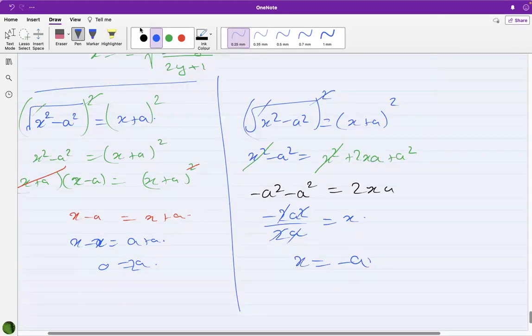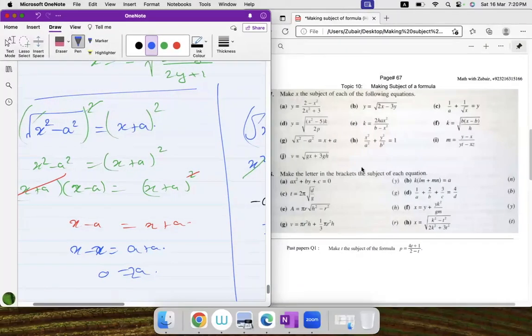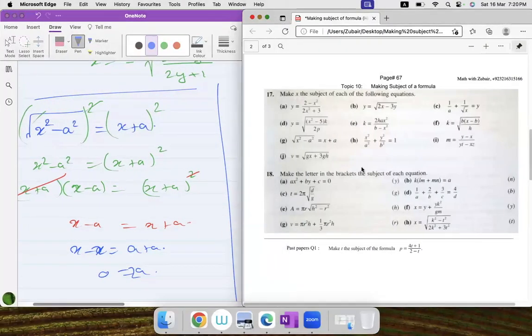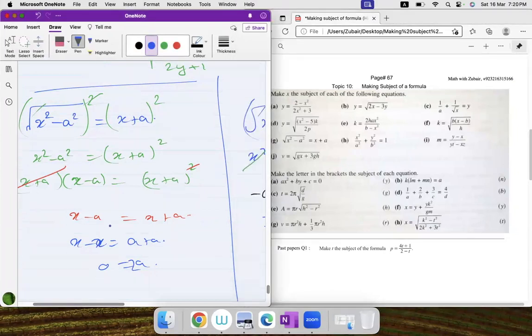Clear? Yes. And then H as well. H, okay. 17h. Okay. In 17h, I'm looking at x only at one place.